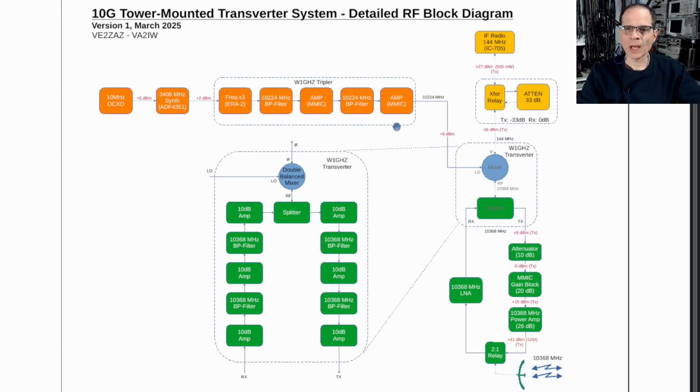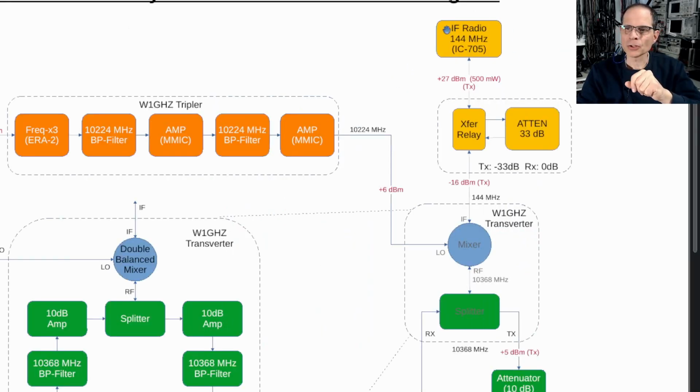I use the same LO chain also, so a 10 MHz OCXO, a 3408 MHz synthesizer based on an ADF4351 IC. I also use the W1GHZ tripler board, which will produce our 10.224 GHz LO signal. So what's slightly different now? For one, as I mentioned, I'm now using an IC705, which brings in an additional challenge, which we're going to see in a future video.